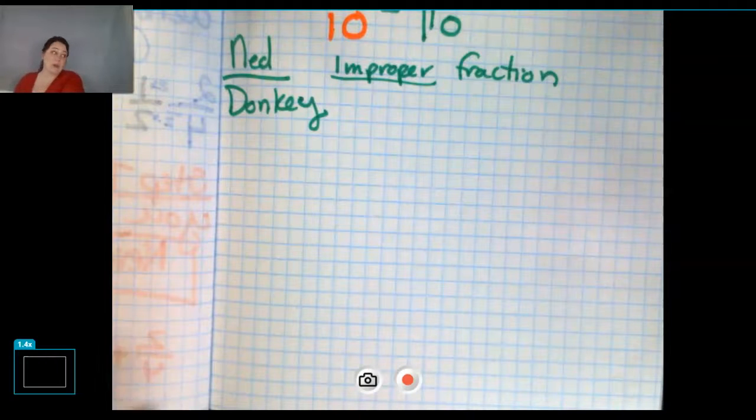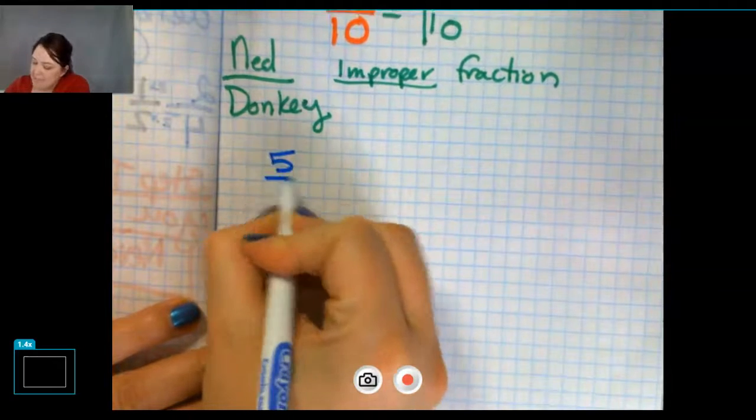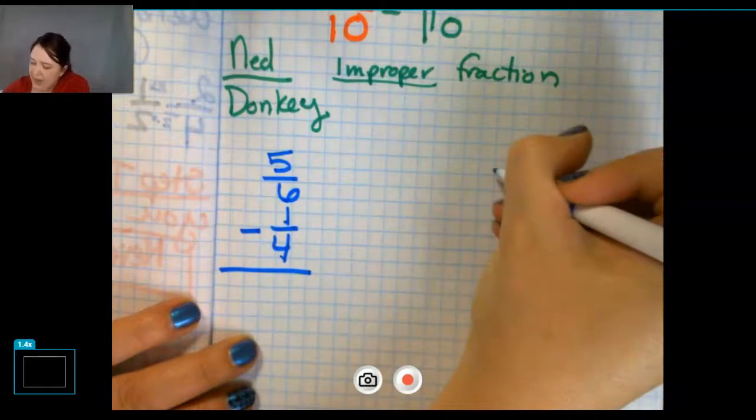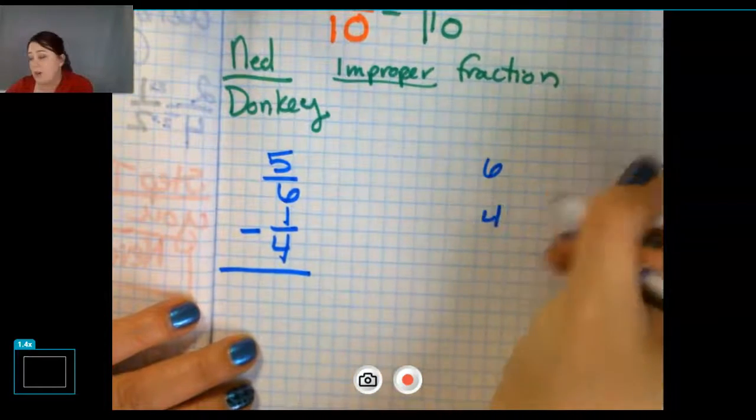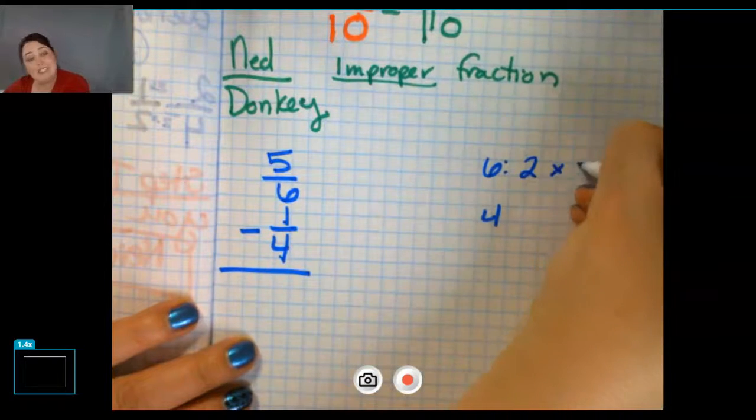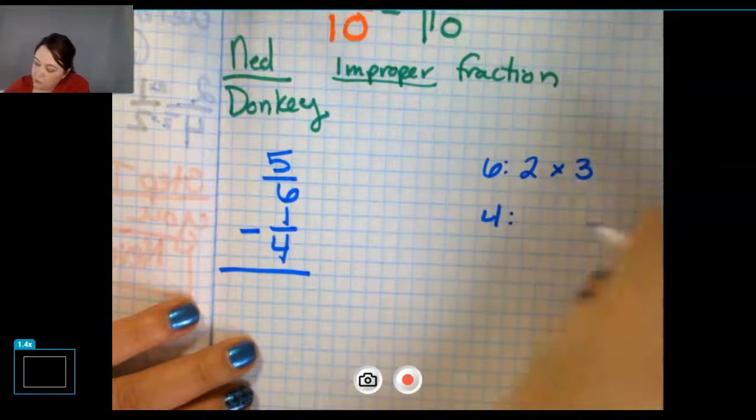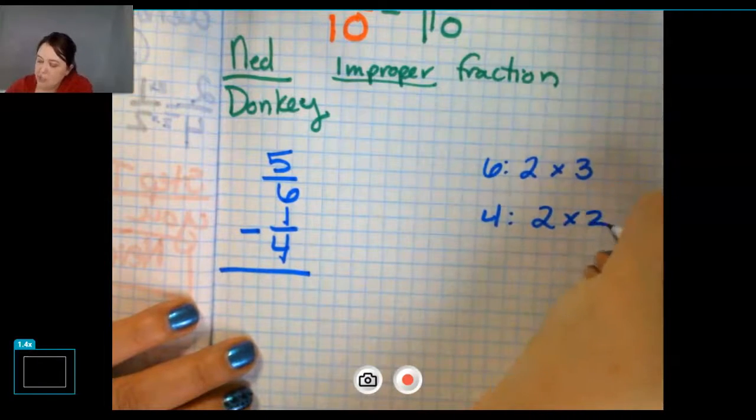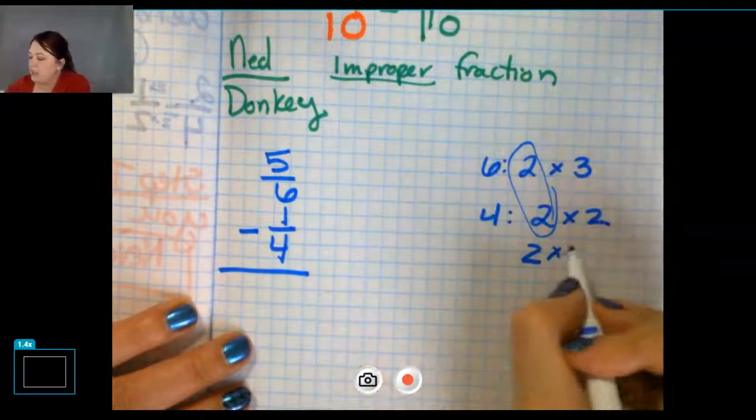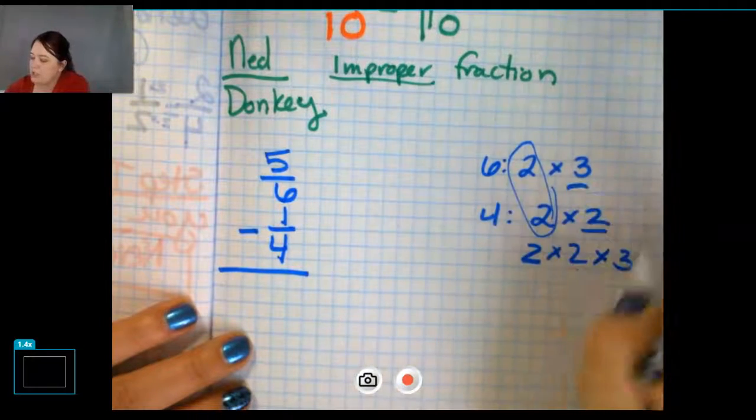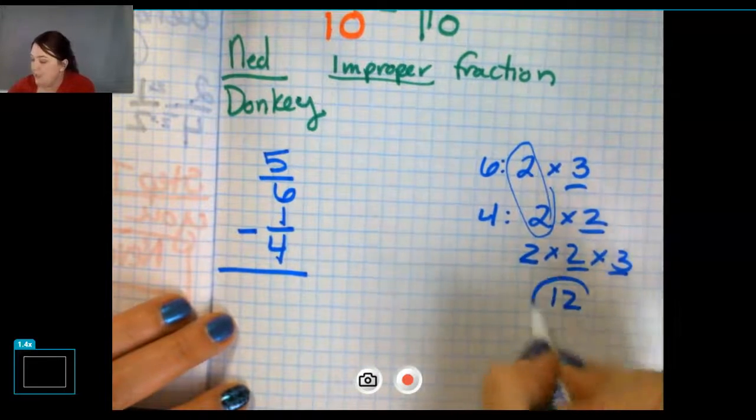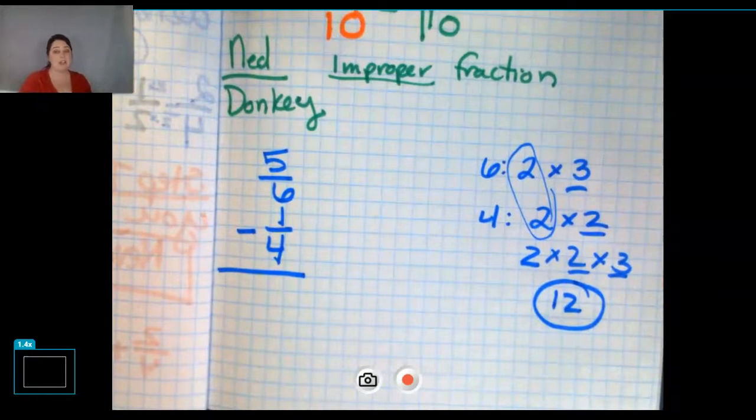We're going to do 6 and 4. So 5/6 minus 1/4. So I have my numbers 6 and 4. The prime factors of 6 are 2 times 3. The prime factors of 4 are 2 times 2. What do they have in common? They've got 1, 2, and then the stragglers. Now, what does that equal? 2 times 2 is 4, times 3 is 12. So that means the least common denominator is 12.